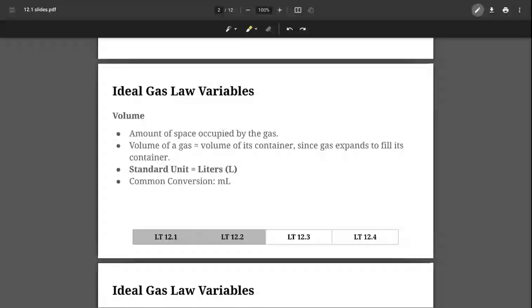So we have volume represented with a V, which is the amount of space occupied by the gas, the volume of a container, all that. This is measured in liters, but a lot of times it'll be given in milliliters. So just a reminder that in 1 liter, there's 1,000 milliliters.